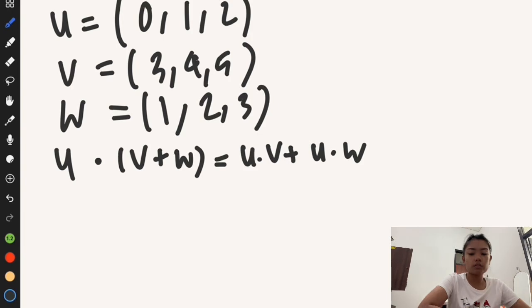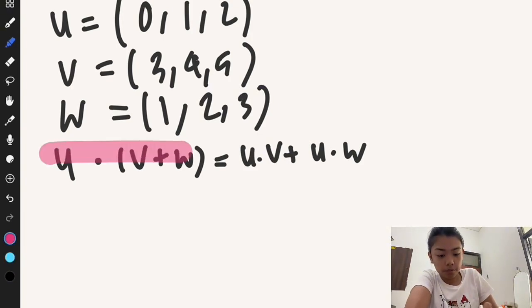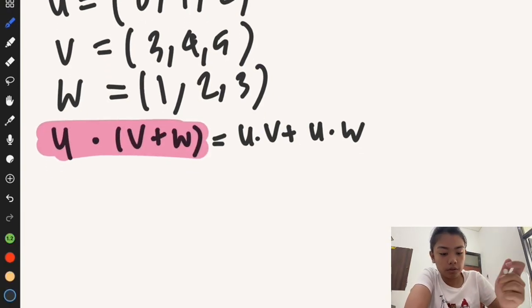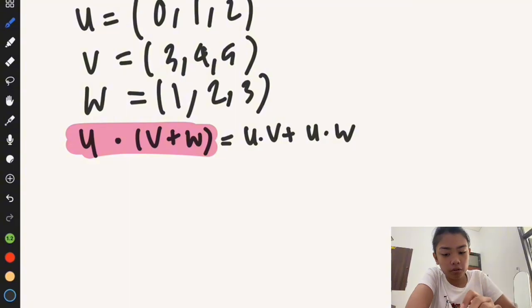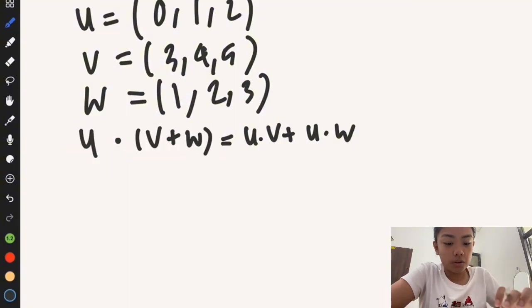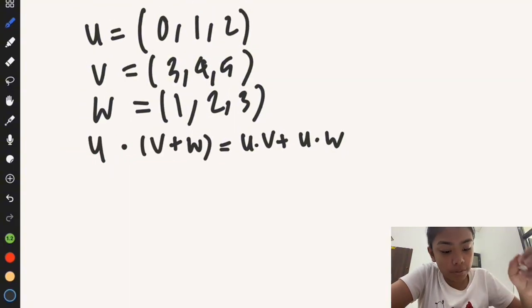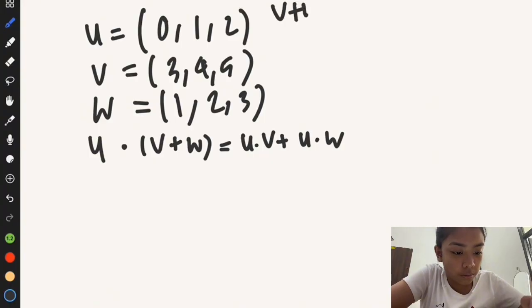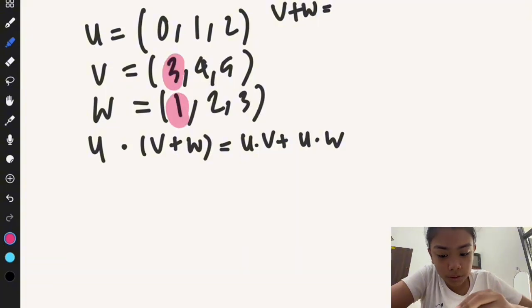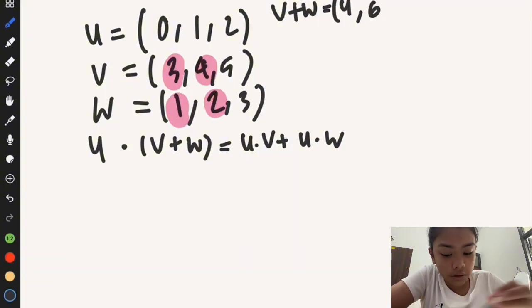Let's prove that. Let's start with this one first. What result can we get from that? Actually, you know what? Let's just do it at the same time. Why not? So let's add V plus W first. V plus W would be 3 plus 1, that would be 4. And then we have 4 plus 2, that would be 6. And then we have 5 plus 3, that'd be 8.